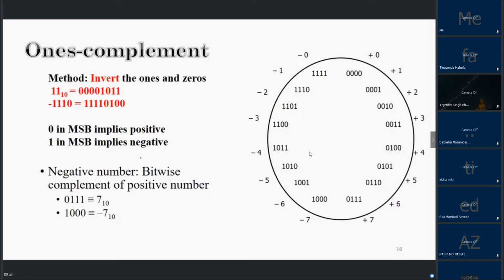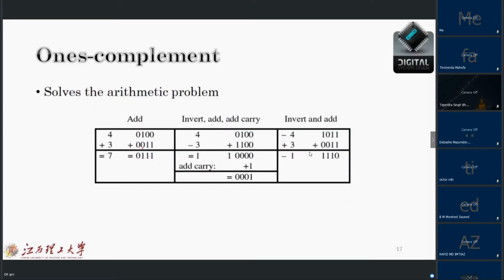Then there is one little problem. Can you tell me what that problem is? Suppose I want to do 4 plus 3. 4 plus 3 becomes 7. Okay, no problem. If I want to invert and add the carry, suppose 4 minus 3, it becomes like this, carry. And if I want to do it with invert and add like that, it becomes minus 1.